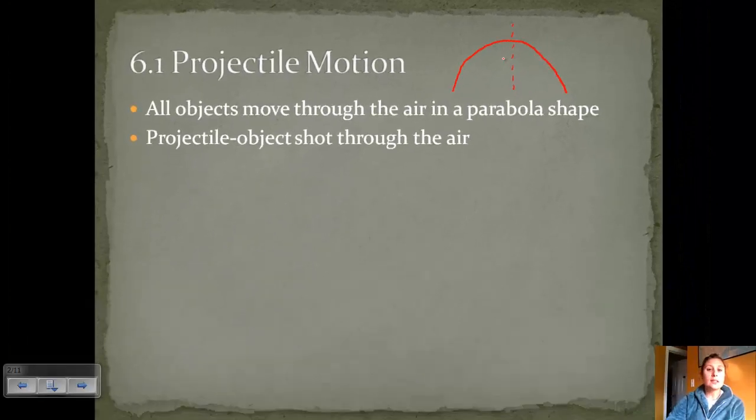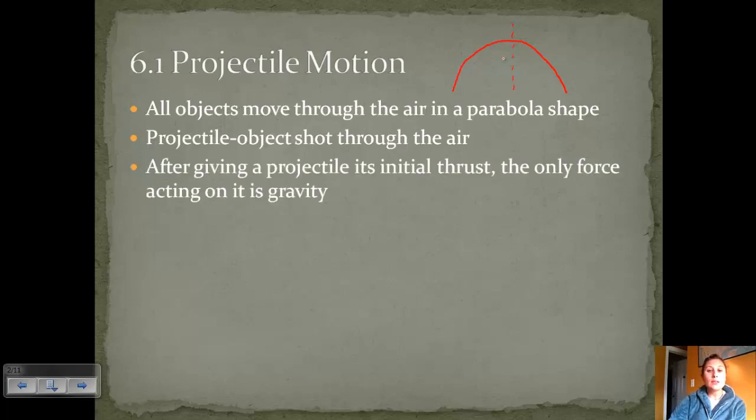So the projectile is the object that's shot through the air, whether you're tossing a football or tossing a tennis ball up in the air or throwing a piece of paper into the trash can. Those are all considered projectiles. After giving a projectile its initial thrust, so when you throw that piece of paper in the trash can, after it leaves your hand, the only force acting on this object is gravity, and that's going to become really important as we start talking about these problems.